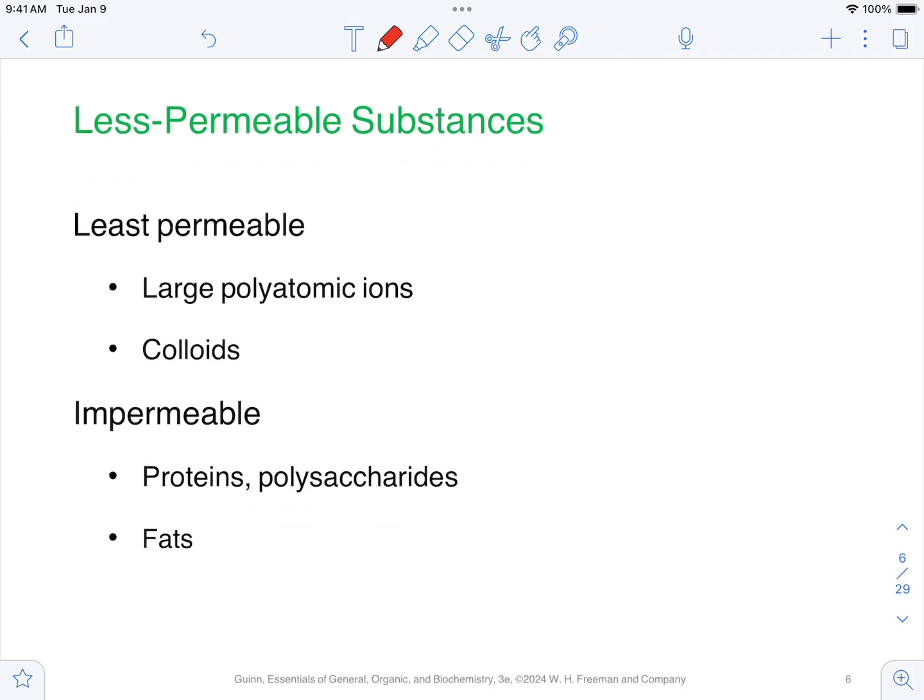Your less permeable substances. The least permeable ones are large polyatomic ions. So if you're thinking of phosphate, for example. Any colloid will not be able to pass through a membrane. And impermeable, that it just won't happen no matter what. You have your proteins, your polysaccharides, and your fats. These are all very big molecules.